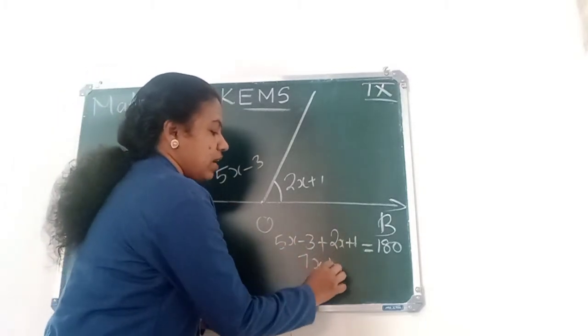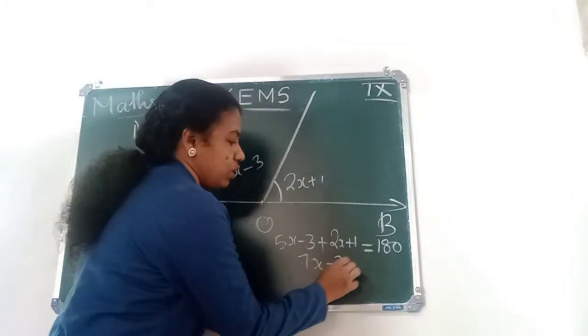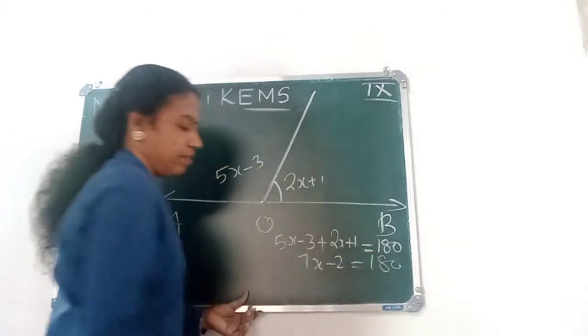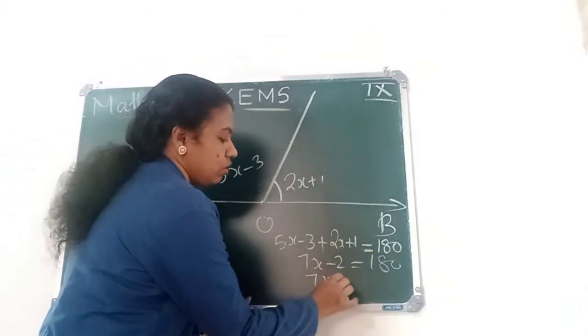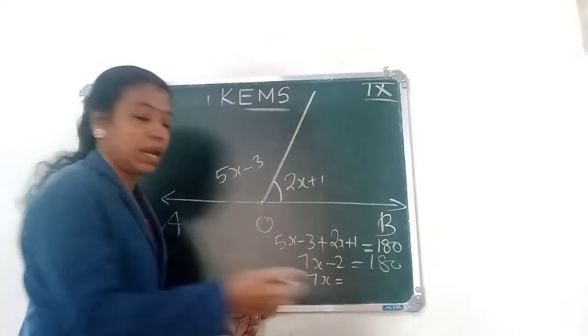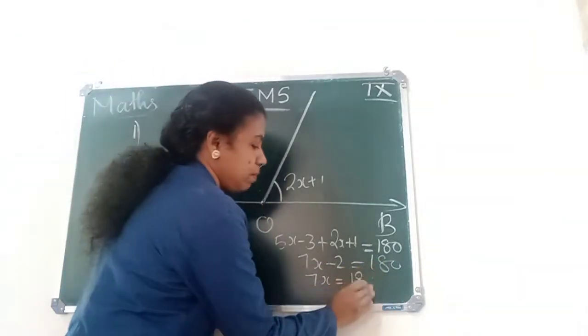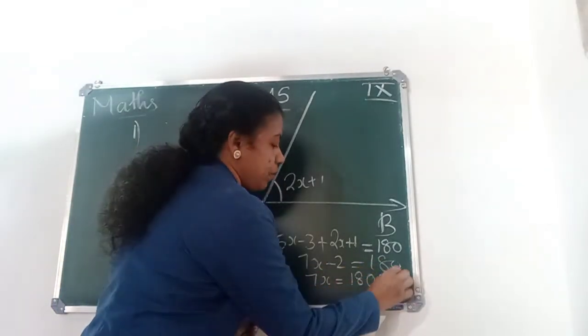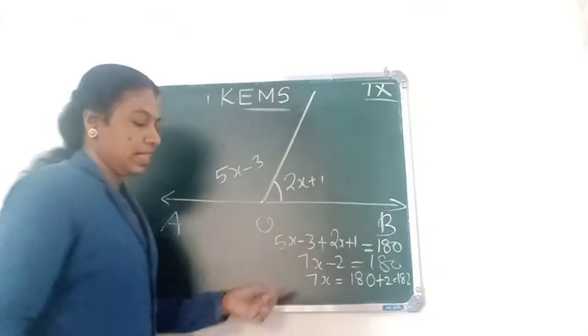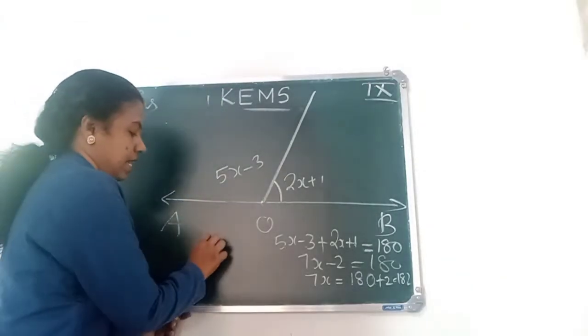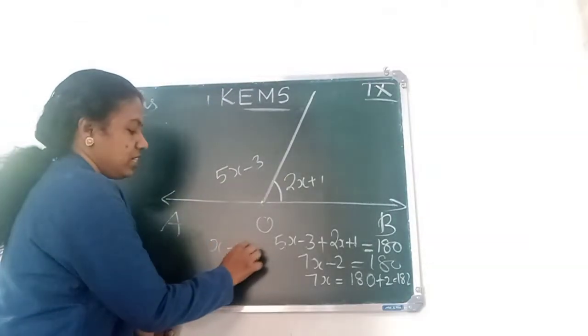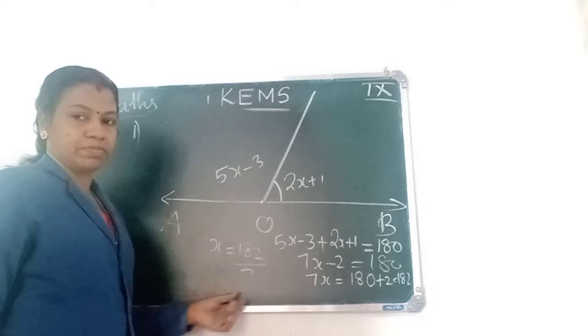Minus 3 plus 1, minus 2 equals 180. Now 7x equal to minus 2 becomes plus 2. That is 182 plus 2. 180 plus 2, 182. Okay, clear? Then find x. x equals 182 divided by 7.